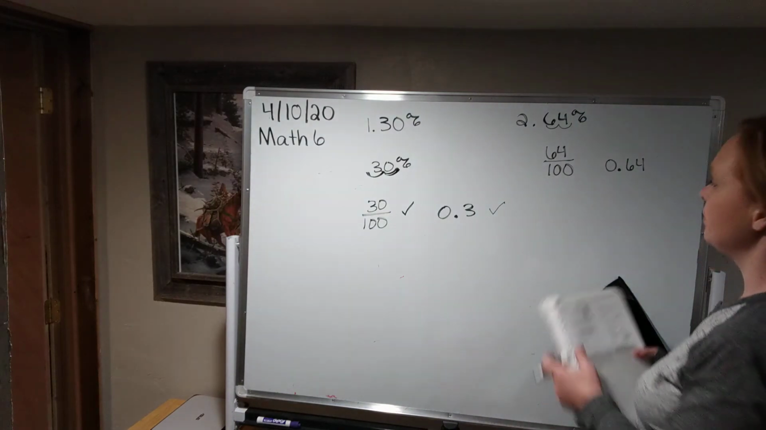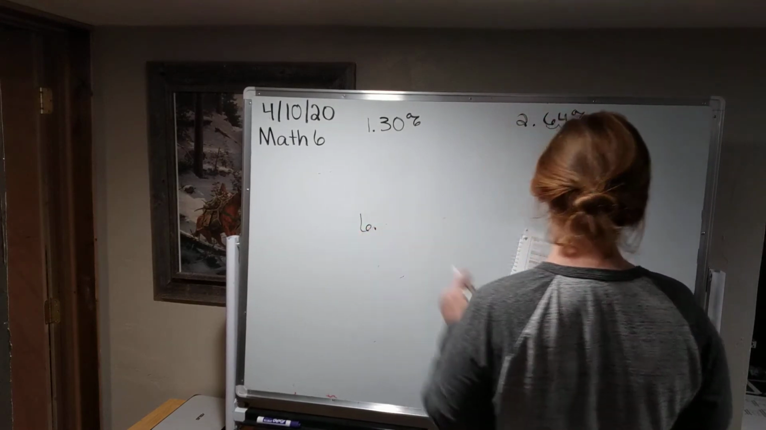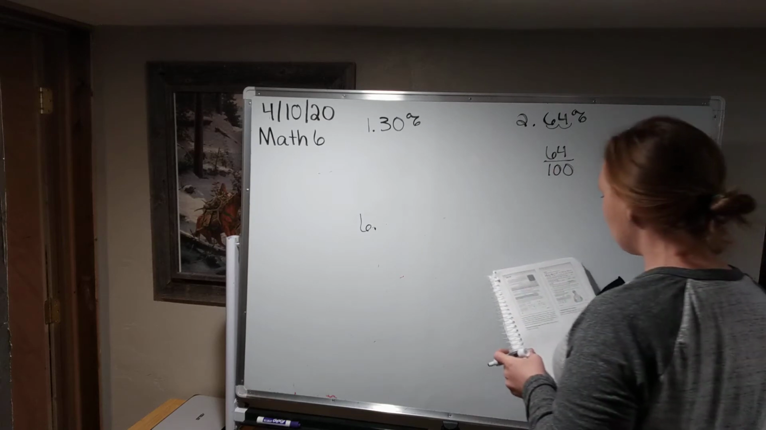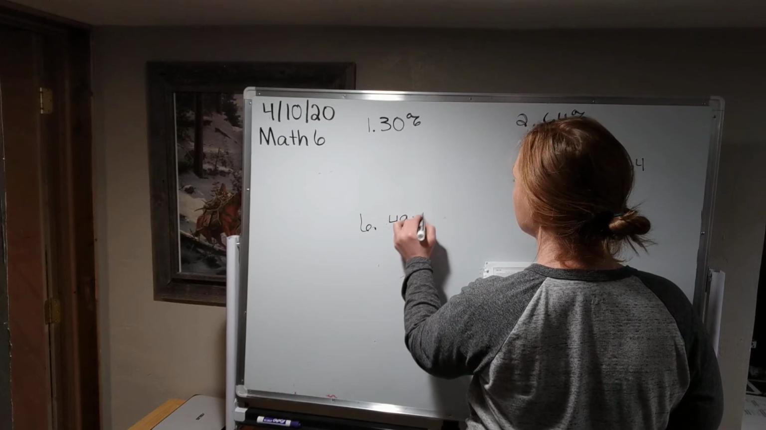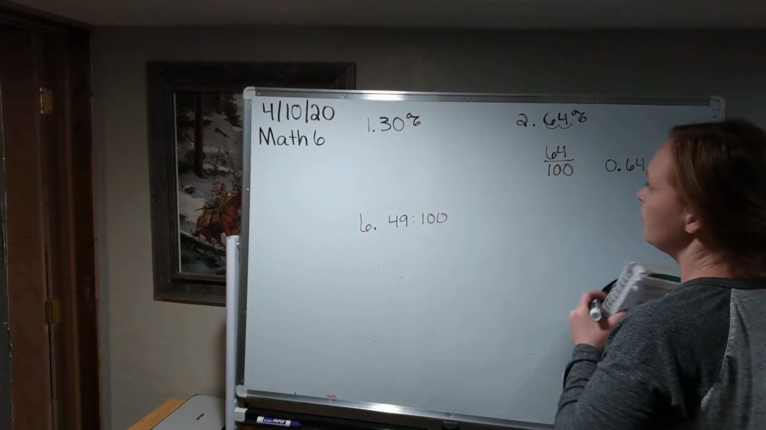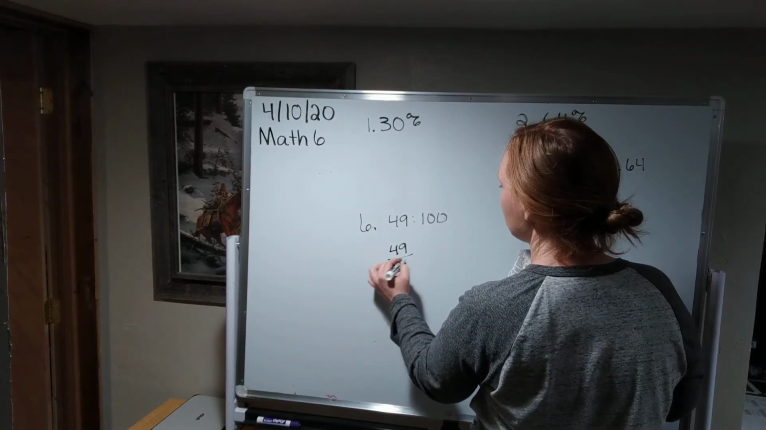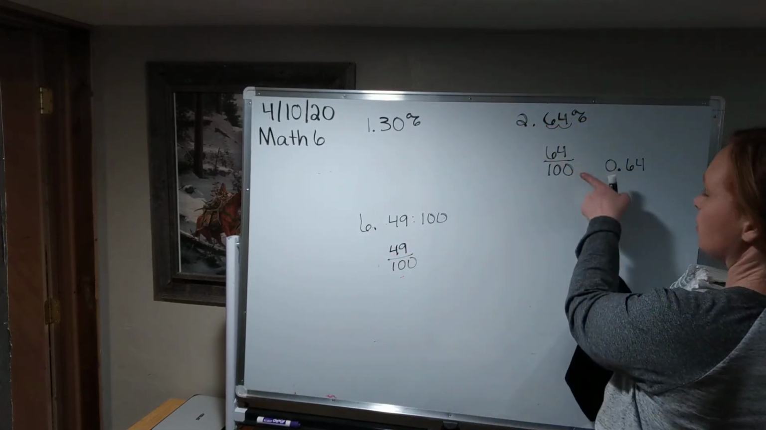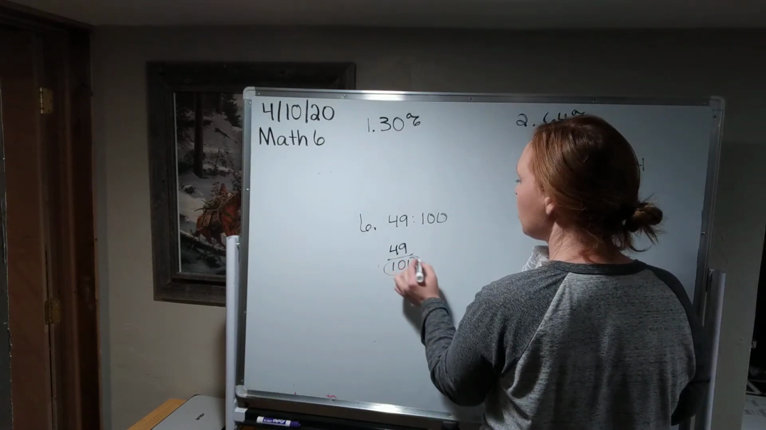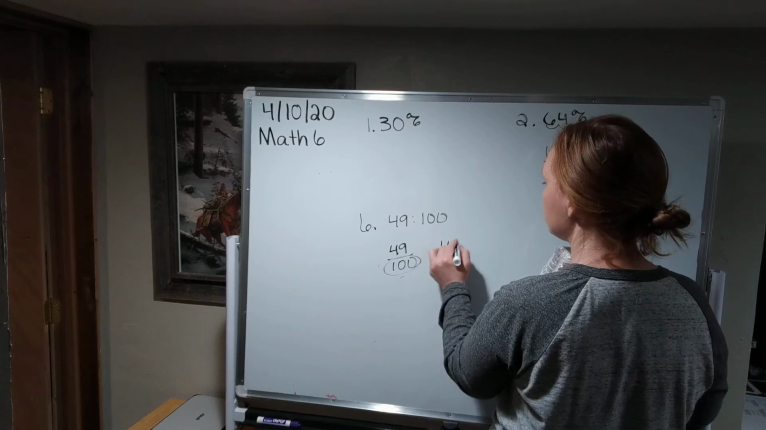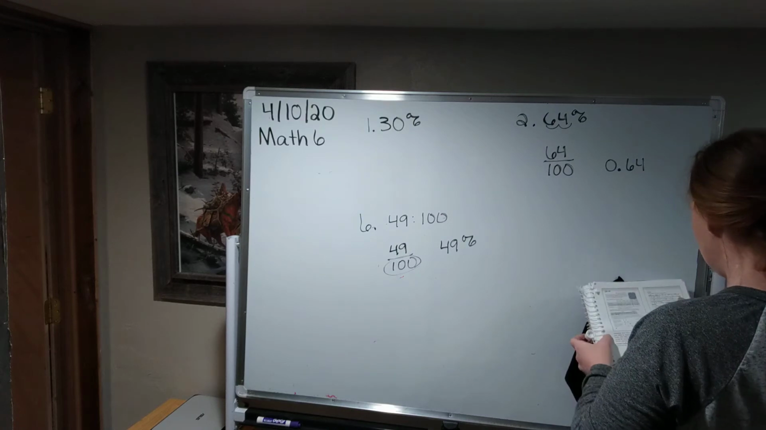Now number 6 on your work. Skip down to number 6. And 6 says, write each ratio as a percent. So they give us 49 to 100. Well, I'm going to write my ratio in fraction form first. And do you remember how we went, look at this. What do you think we're going to do here? Well, once we get a number over 100, we can say that that is the percent. So 49%.